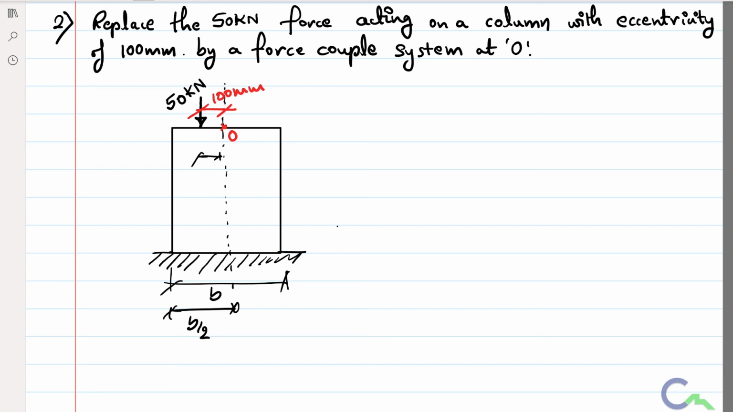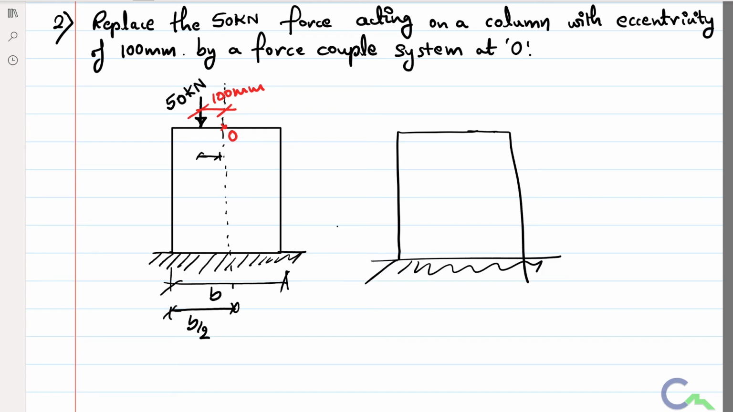That value they have given is 100 mm. So I have to shift this force to the center or CG of the column, the center of gravity of the column. If I shift that force to the new position, as we discussed in previous concepts and problems, I have to apply one couple. So first I will shift that force to the new position, that is O, that is 50 kilonewton.